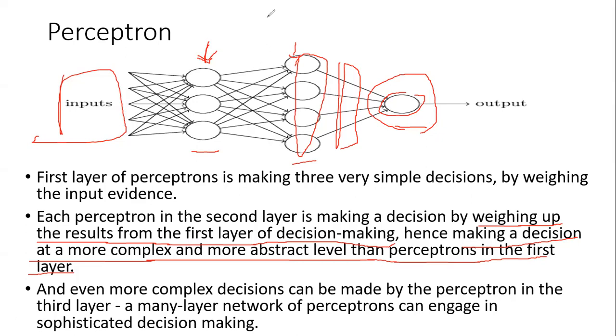And even more complex decisions can be made by the perceptron in the third layer. A many-layer network of perceptrons can engage in sophisticated decision making. So that is, I don't want to use the term, but that is magic, because we are taking this from the biological scenario and it is working for us in a good way. That's how the learning is happening.